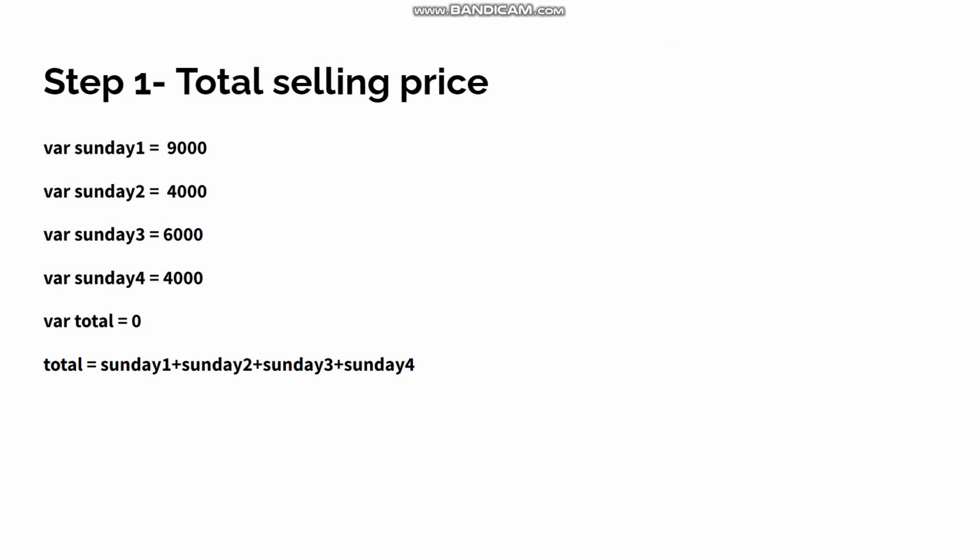Step number 1, which he followed, is something we are going to implement using coding in a proper systematic way. We will need 4 variables, and then we are going to sum these 4 variables and store the data in a total variable. So we have 5 variables: 4 variables for these 4 Sundays, and then a total variable to calculate the total.